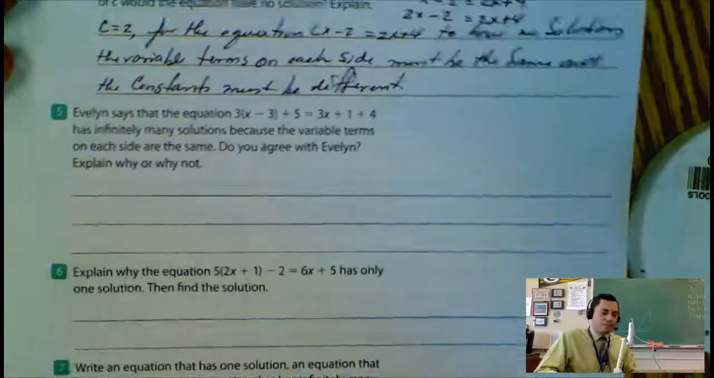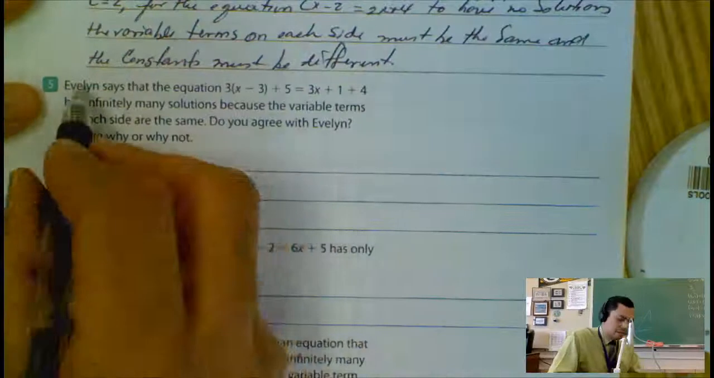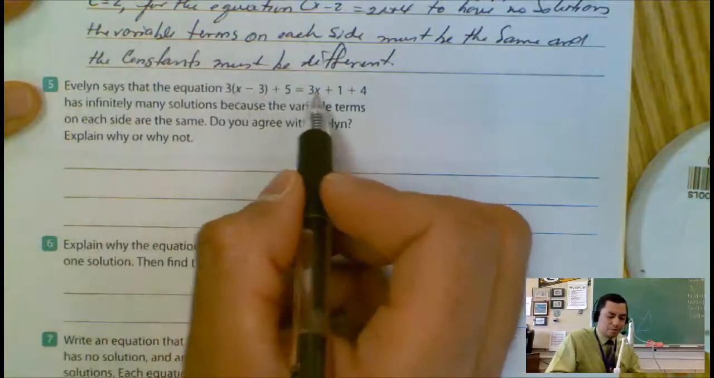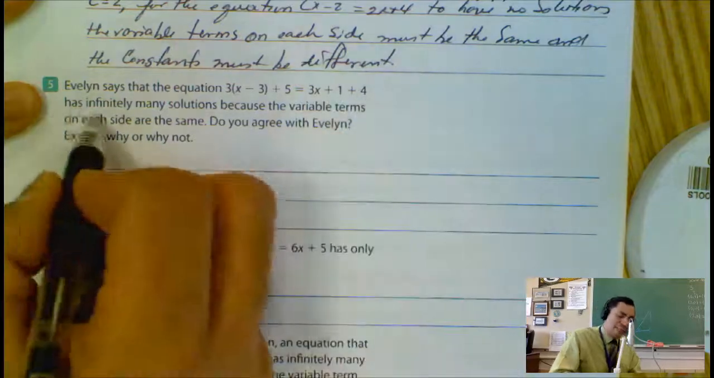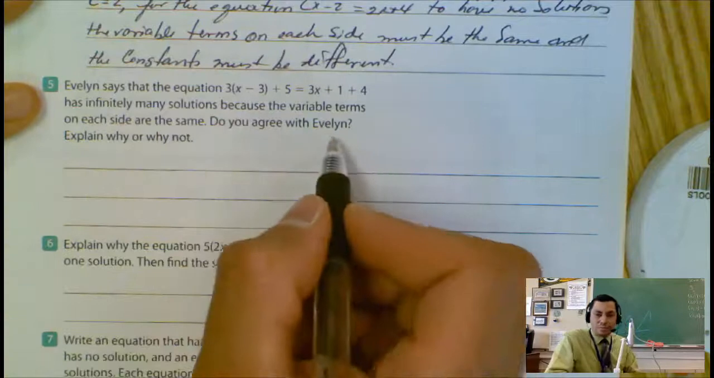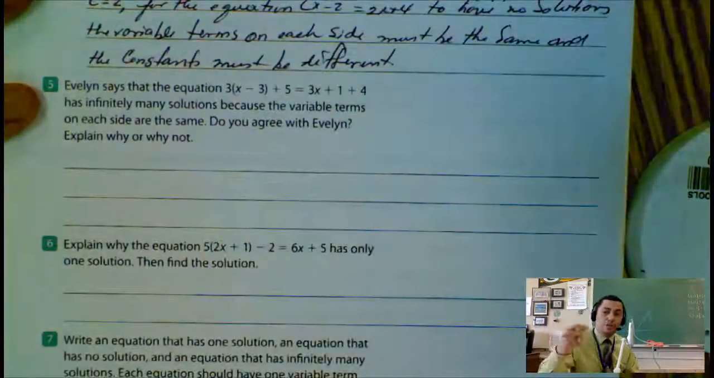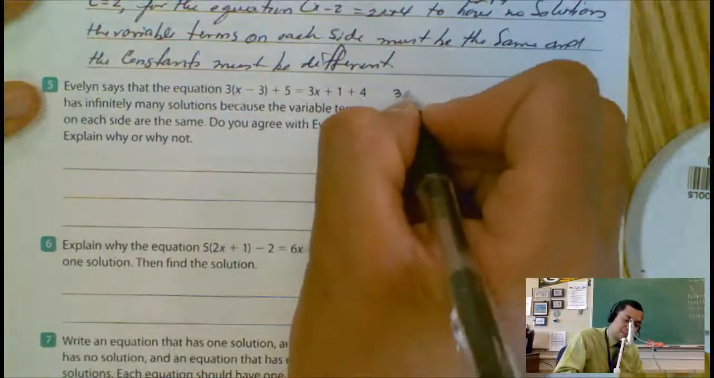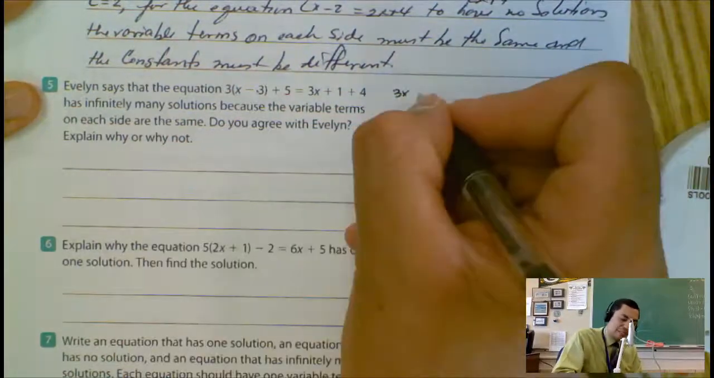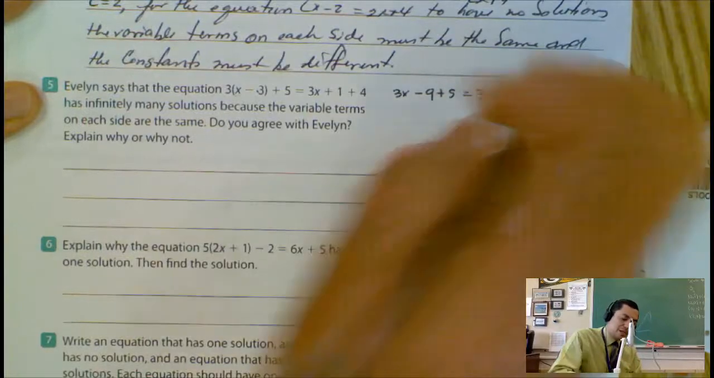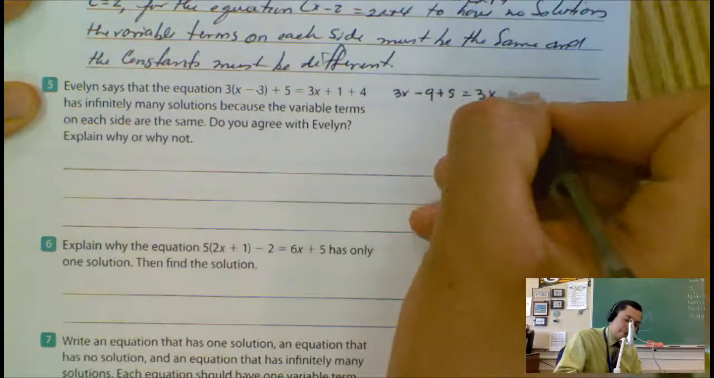Okay, number 5. Evelyn says that the equation 3(x minus 3) plus 5 equals 3x plus 5 plus 4 has infinitely many solutions because the variable terms on each side are the same. Do you agree with Evelyn? To give an answer, you need to simplify that equation. For example, 3 times x is 3x. 3 times negative 3 is negative 9, plus 5, equals 3x. 1 plus 4 is 5.